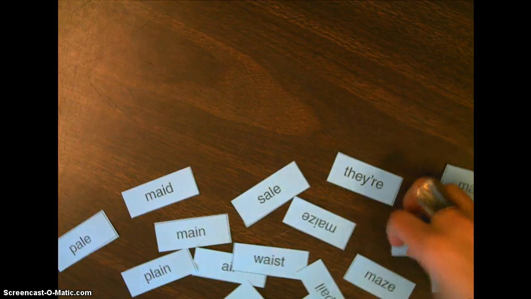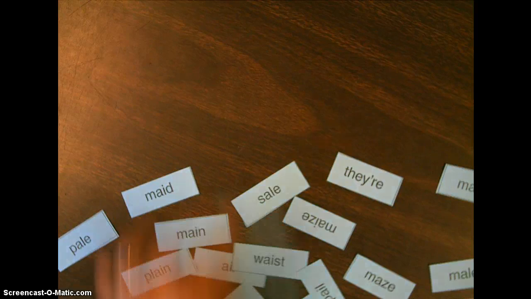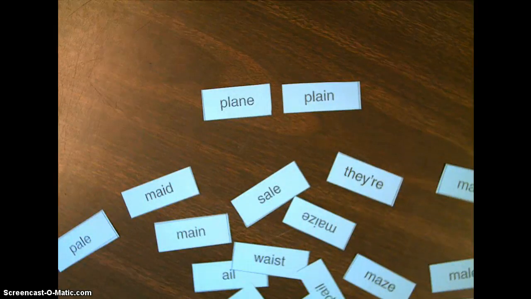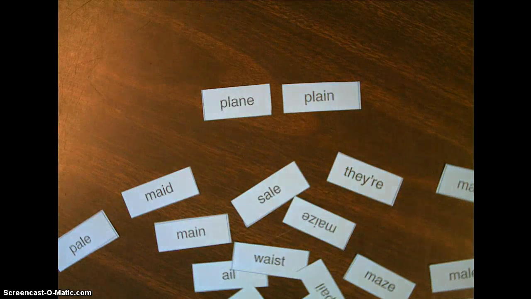The word plain and plane are homophones. They sound the same, but they have different spellings and different meanings. All the words on your sheet today in your sort are words that sound the same as another word but have different spellings and different meanings.